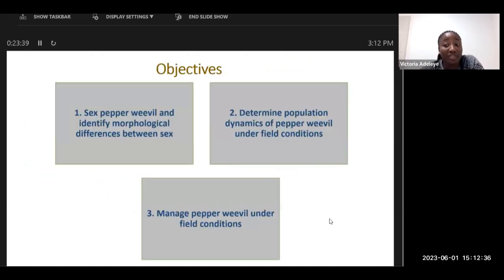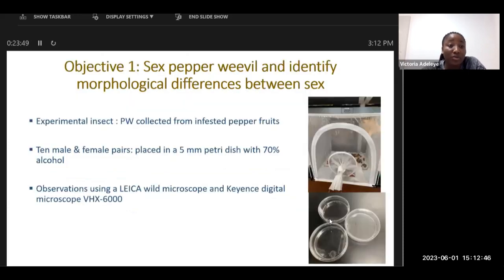So for all of the reasons I've stated, my research is subdivided into three main objectives. I'm not going to talk about all of them today, but I'm just going to mention a few of them. The first one was actually to sex pepper weevil and identify morphological differences between the sexes. Identifying pepper weevil males and females is very challenging, and being able to distinguish between the sexes is important for sex-related studies.